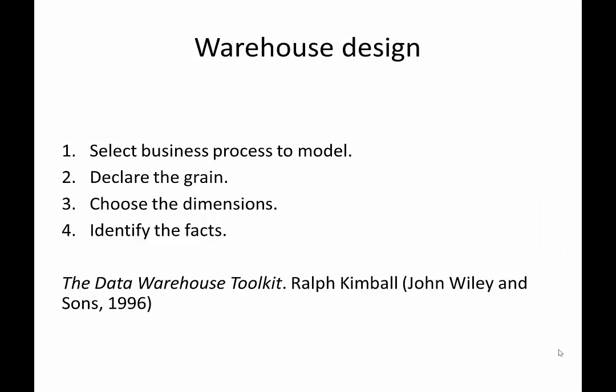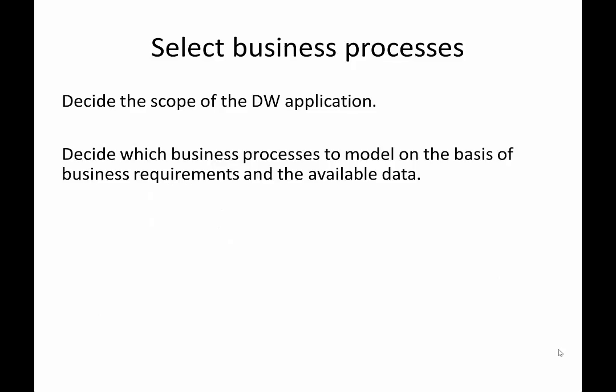Okay, warehouse design. This is Ralph Kimball, The Data Warehouse Toolkit. This is the design process that he outlines very briefly in the book for how you go about designing a warehouse. Four stages: select the business processes to model, declare the grain, choose the dimensions, identify the facts. So the first stage is basically your scoping exercise.